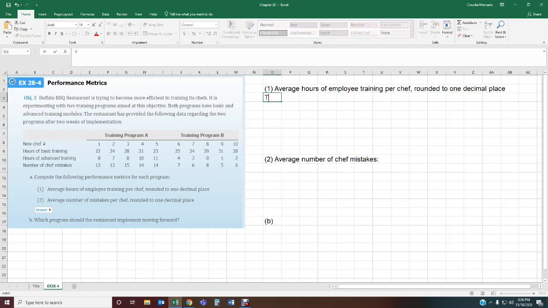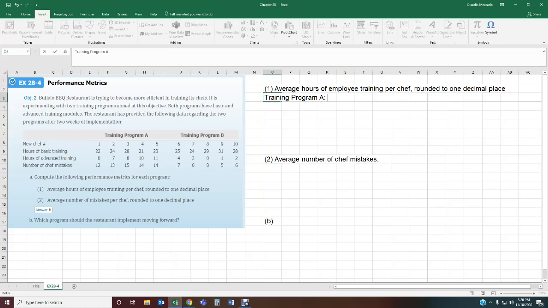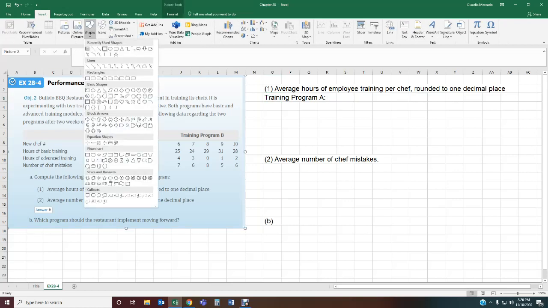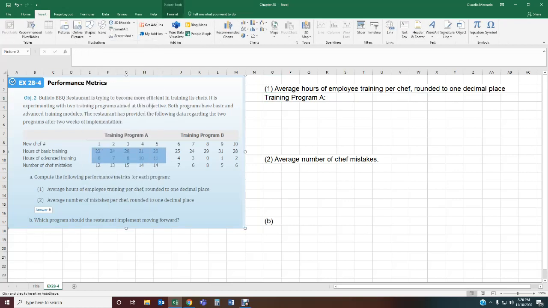We're going to have training program A. So we're going to look at the data for training program A, and we're going to look at the number of hours for the basic and the advanced training. We need to get the total number of hours invested into this training program, both at the basic level and the advanced level. To do that, we're going to get these figures right here.